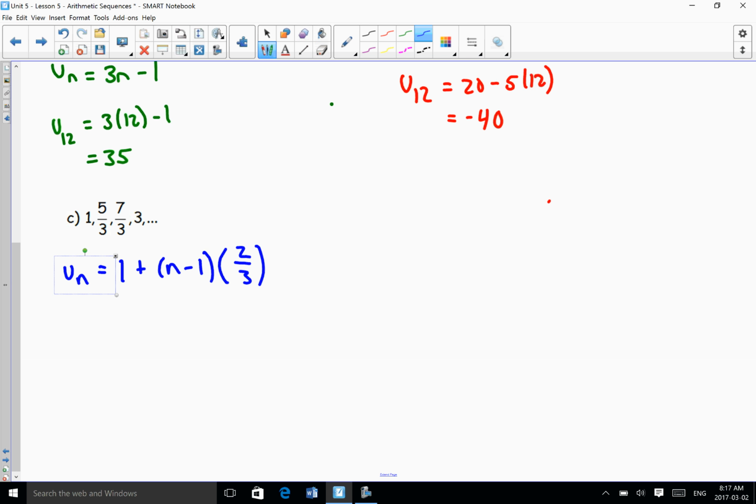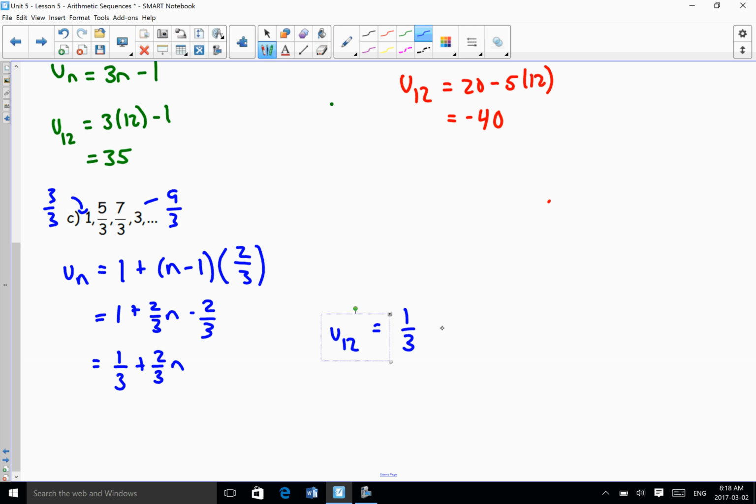And really, we could have written this first thing, number 1 here, as 3 over 3, and the last thing as 9 over 3, and it would make it a little bit easier to tell what our common difference is. So we're going to expand our bracket still. So 2/3 n minus 2/3. 1 minus 2/3 is 1/3. So 1/3 plus 2/3 n. u_12 will be 1/3 plus 2/3 times 12.